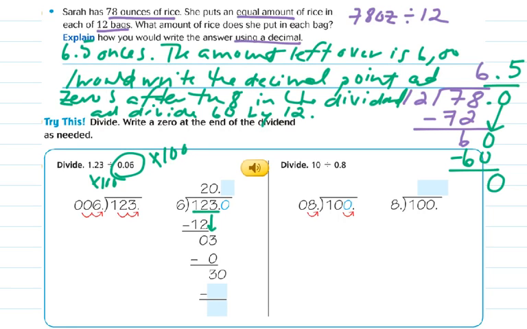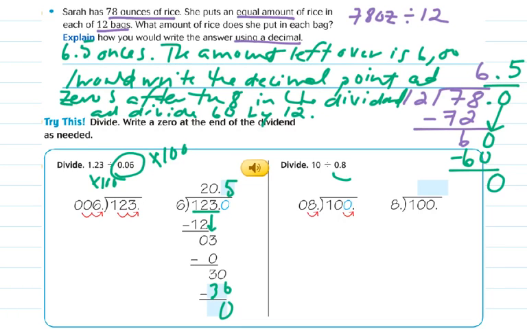Now, in this case, we need to add a decimal point and a 0, and we bring that down, and we will have a 30 then. 30 divided by 6 is 5. 5 times 6 is 30 and nothing left over. So in the past, we would write remainder, but we're not going to write remainder. We're going to write our remainder as a decimal.